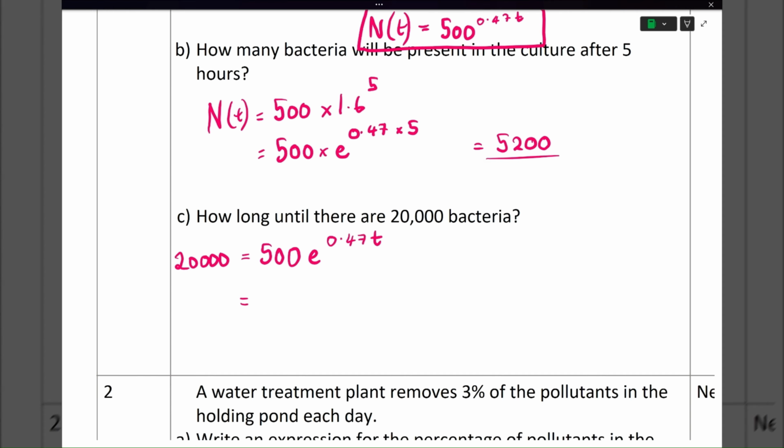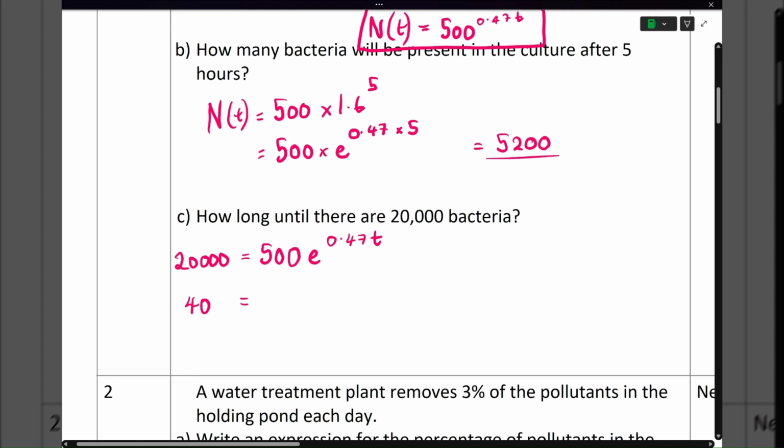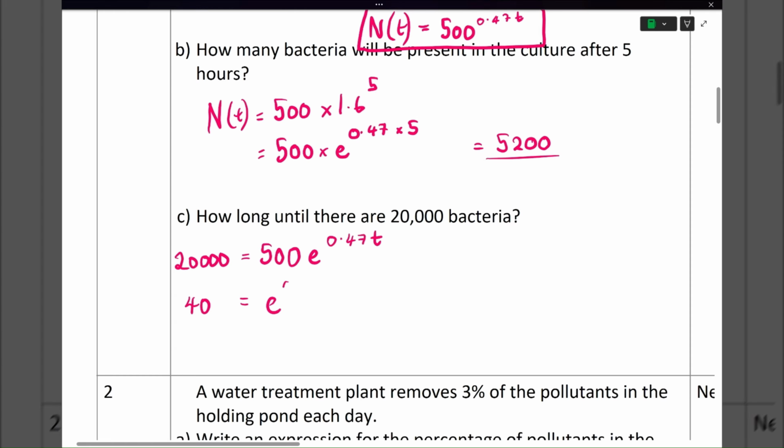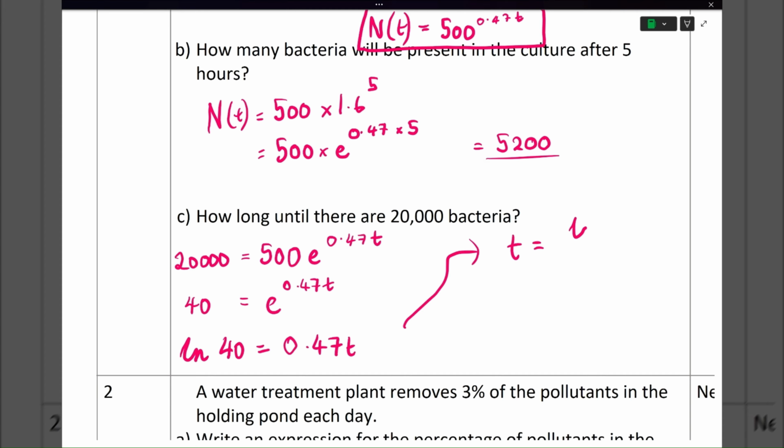So on this side, we've got 20,000 over 500. We could do that, couldn't we? That's 40 is equal to e to the 0.47t. Then we'll take the natural log of both sides. So the natural log of 40 is equal to 0.47t. Up here, t is equal to ln 40 over 0.47, which gives us a time of 7.85 hours.